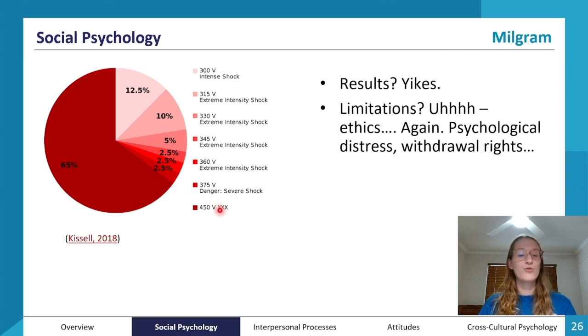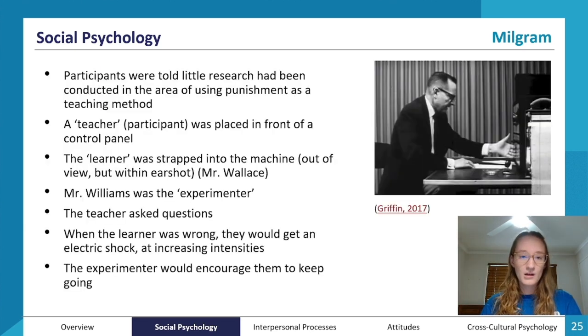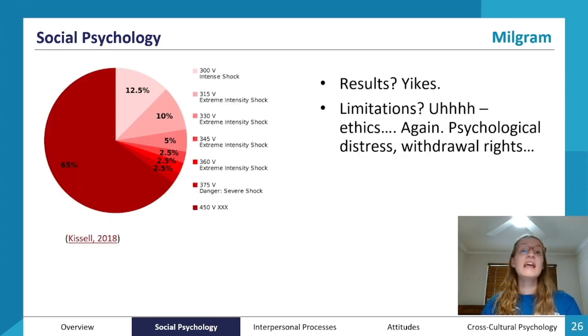And they could see that 450 volts just had XXX. And here's the sad news. 65% of the participants obeyed and went all the way, even though the learner, Mr. Williams or Mr. Wallace, whichever one was the learner, the learner was Mr. Wallace, even though the learner would be screaming out in pain and by that point asking them to stop. And I think at one point the learner even was instructed to go silent to see how that would influence their reactions. The participant, i.e. the teacher, kept going 65% of the way, all the way to 450 volts.